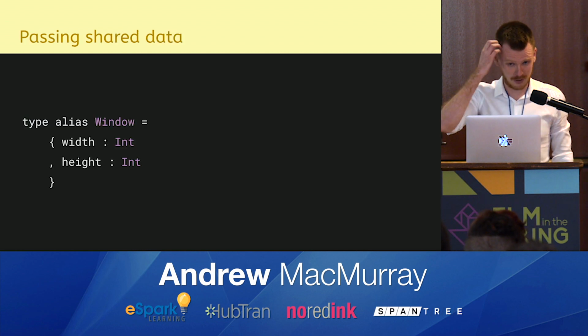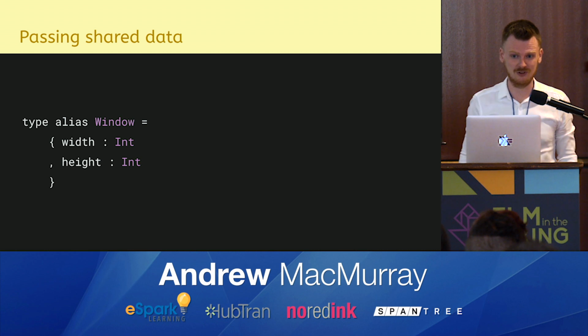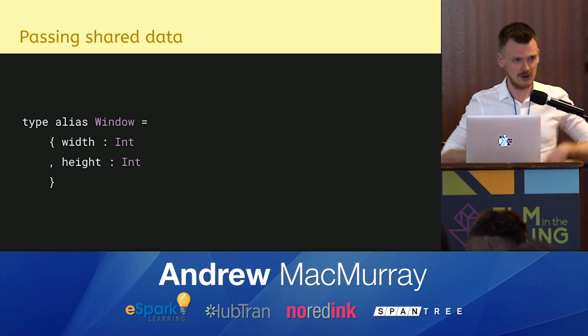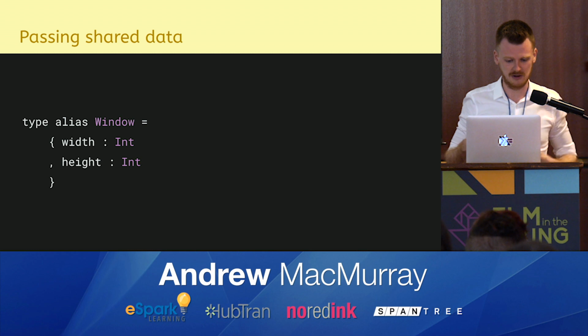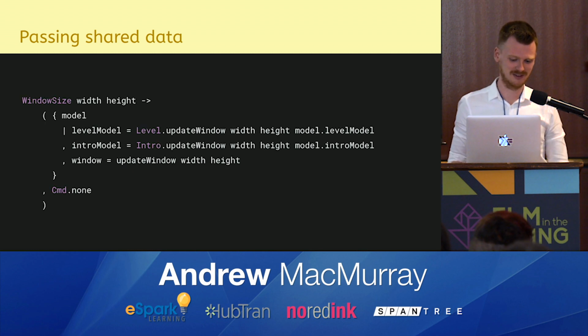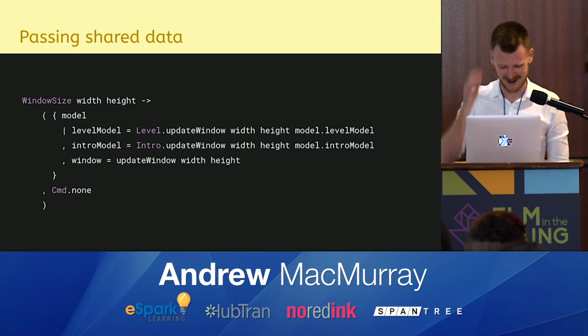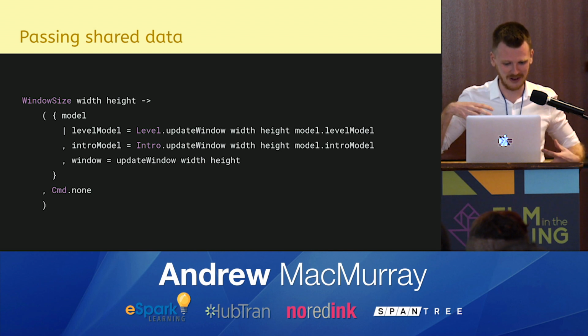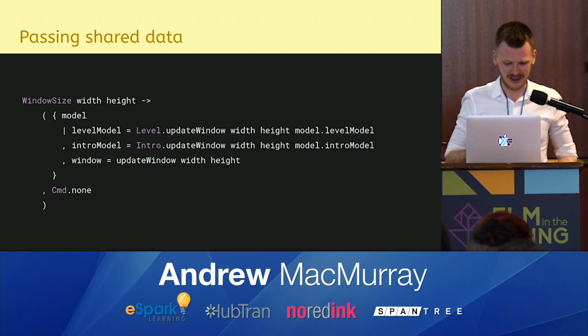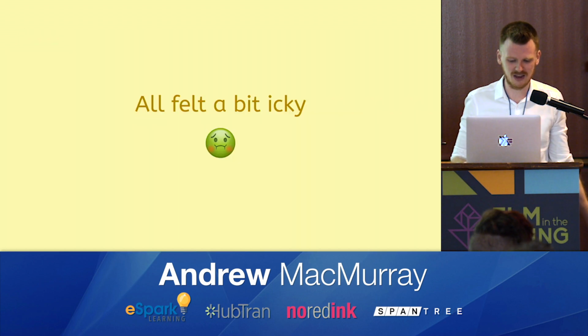And then a slightly thornier problem came when I wanted to use shared data between the scenes. Each of the scenes needs access to the size of the screen, the window. I ended up with this lovely branch in update, where you're just funneling each of the values into each of the scenes. None of this was particularly bad, but it all just felt a bit icky. I was like, something's not right, I don't like it.